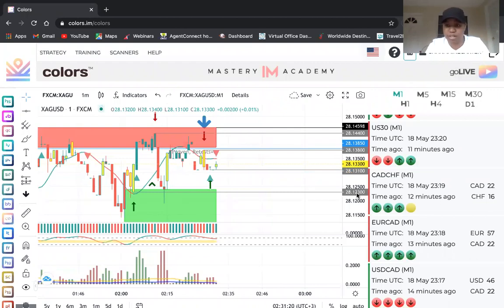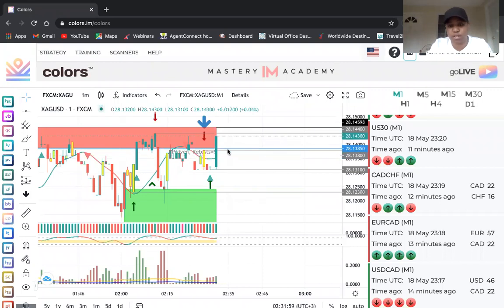Why the mosquito, man? So the TP, as you can see, is retesting back this area, guys. Your TP would have been 28.123, and your stop loss would have been 28.144. So these lines, guys, they represent your TP and your stop loss. You can either have this as your stop loss or you can have this gray one.